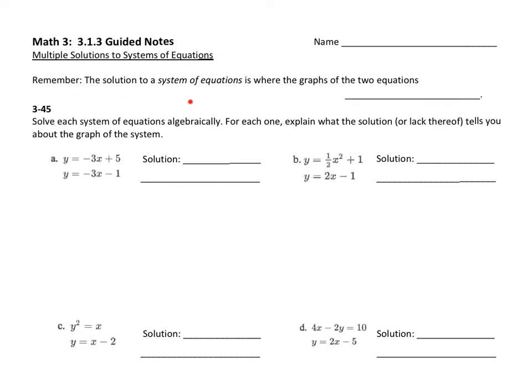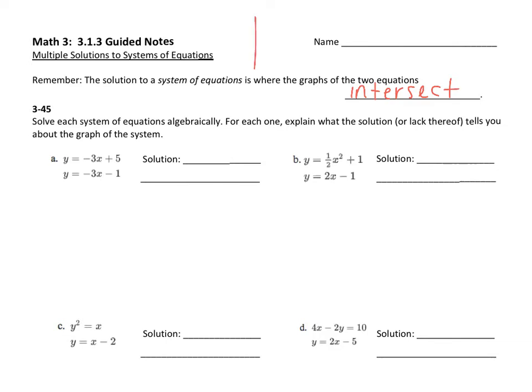In the past, we've learned that the solution to a system of equations, if you're looking at the graph, is where those two graphs intersect. So the solution to a system is where the two graphs intersect. It's where their x and y coordinates are identical, and that would be the intersection.